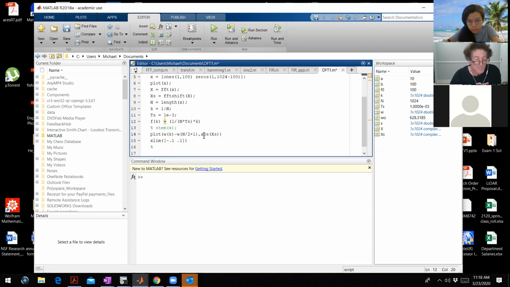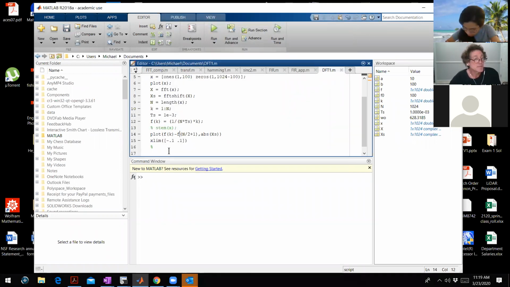Can you all see what I've done? Instead of having omega in radians per second, now that's f in hertz, or cycles per second. And then I'll put f right there, and f right there. Now I'm going to plot the actual transform of this thing, and we're going to do a comparison real quick. See what it looks like.